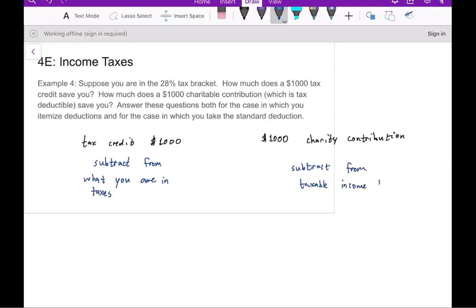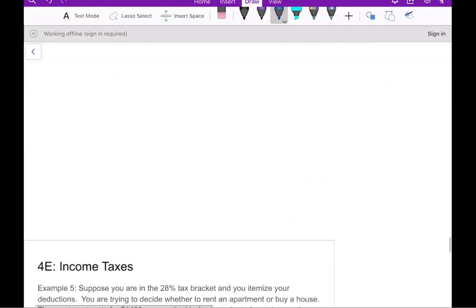Now, of course, there's sort of a caveat here, so I'll put a little star here. You would subtract that from your taxable income if you itemize deductions. If you take the standard deduction, then it won't make a difference, right? So if you had your charity contribution and all of your other deductions and you itemize them together, you'd have to weigh, would that be more or less than your standard deduction, right? So that would be something that you'd have to keep in mind.